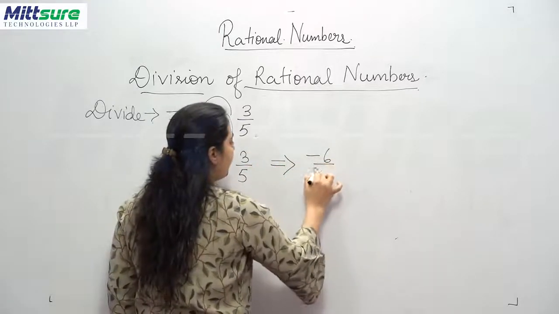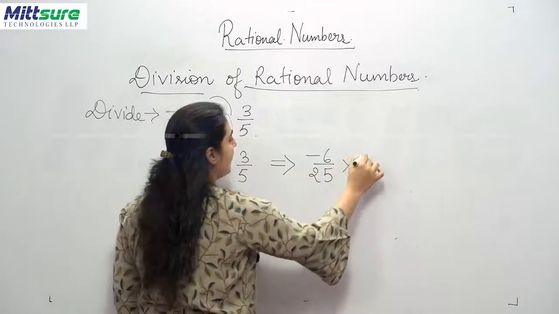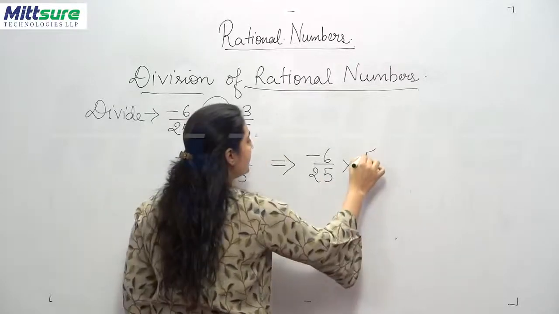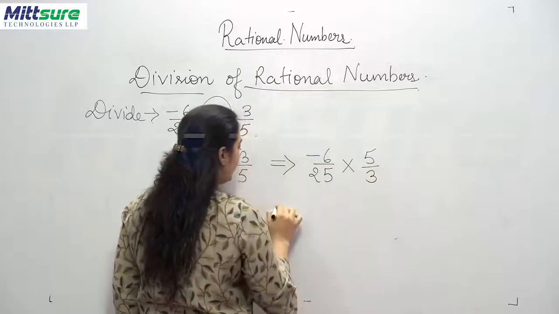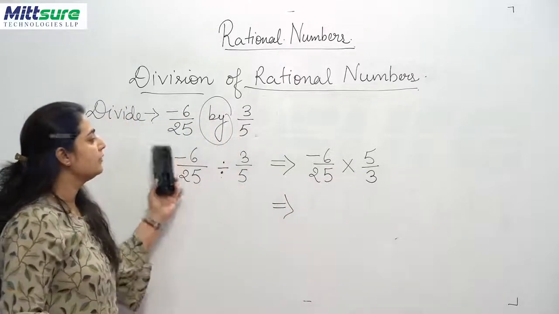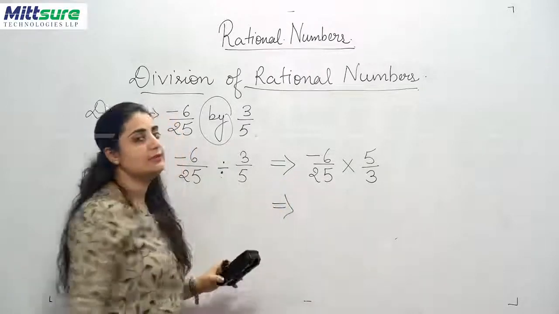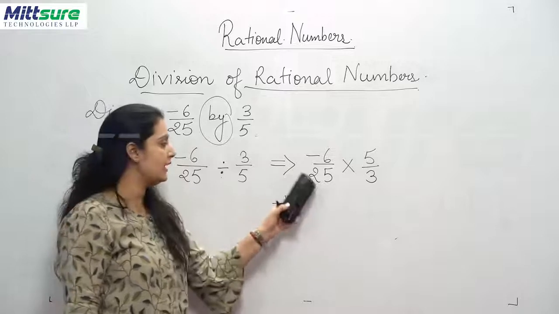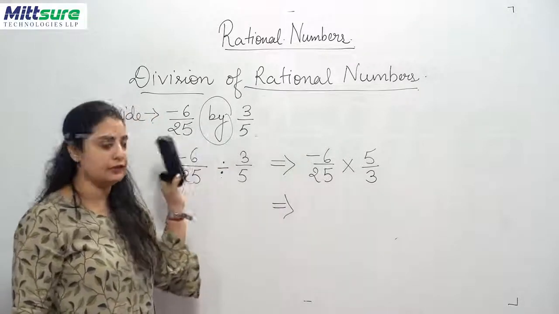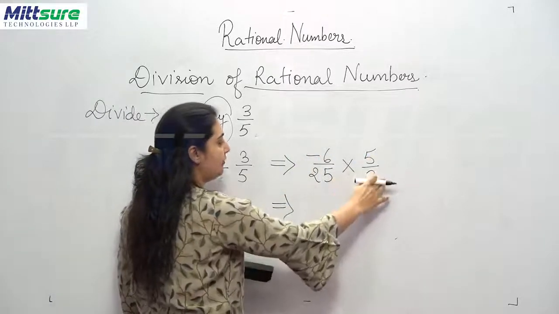Minus 6 upon 25, the division sign changes to a multiply sign, then the multiplicative inverse of 3 upon 5, which is 5 upon 3. So this is how the given question comes to the solving stage. What is this stage known as? This is known as the solving or calculation stage, where finally you can solve the given question of division. Clear? Now minus 6 upon 25 multiplied by 5 upon 3.